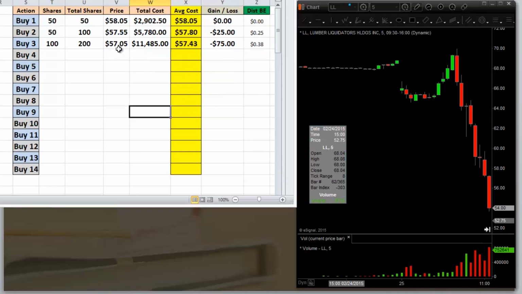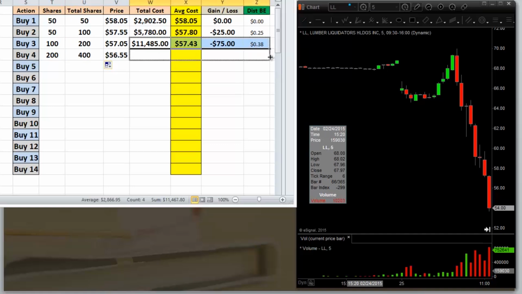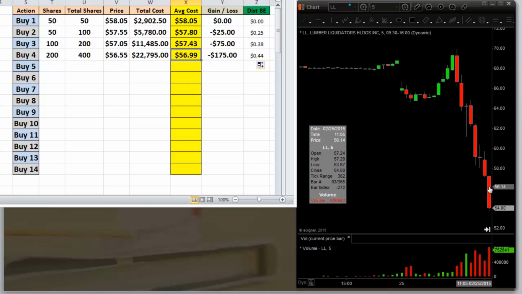So the next order after the 57.05, 50 cents from that would be 56.55. And at that time, remember, you got to double down. So you would want 200 shares at that point, which would bring your total up to 400. Let's bring that down. So now you can see average cost $56.99. But again, this goes as low as $53.67.